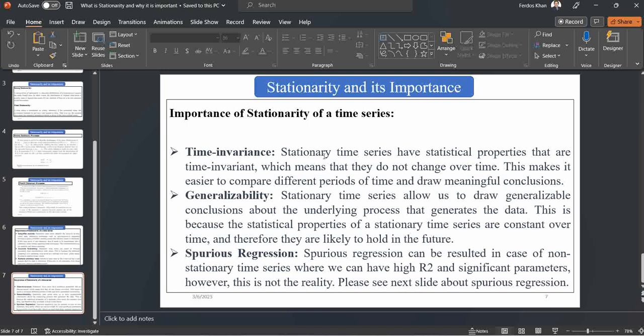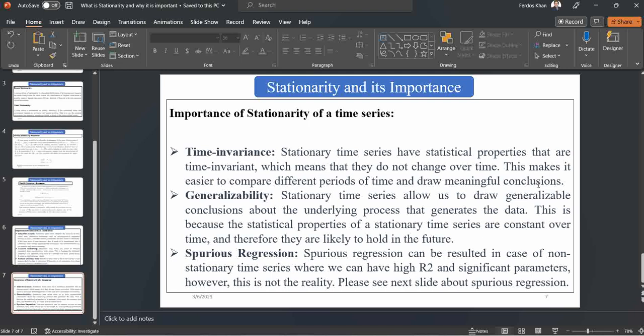Time invariant. Stationary time series have statistical properties that are time invariant. We discussed this already, but this means that the properties of a stationary time series do not vary with time. The mean does not change over time. This makes it easier to compare different periods of time and draw meaningful conclusions.